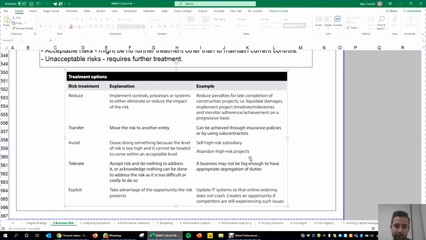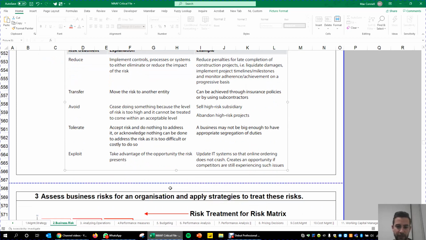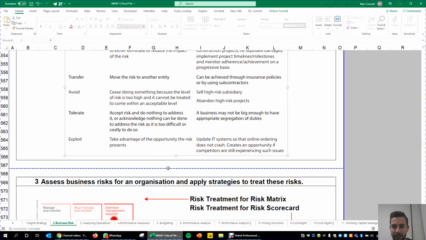Tolerate it is basically to accept the risk and do nothing, or acknowledge nothing can be done and address the risk as it's too difficult or costly to do so. And then exploit, so take advantage of the opportunity the risk presents. So for example, update IT systems so that online ordering does not crash, creates an opportunity if competitors are still experiencing the same issues.